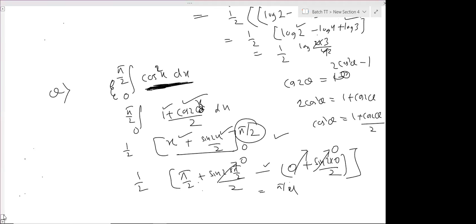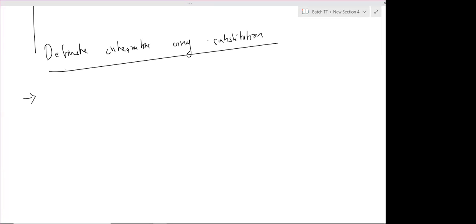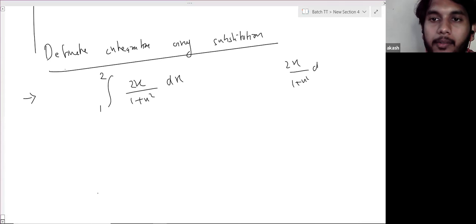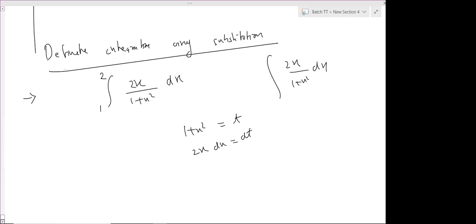All right, so the next topic is definite integration using substitution. So if you have a question, integral from 1 to 2 of 2x upon 1 plus x squared dx. If they give you this question without the limits, integration of 2x upon 1 plus x squared dx, we are going to use substitution. So in this integration also, we are going to use substitution. So what we'll do, 1 plus x squared is t. So 2x dx is dt. Right, everyone? Yes, sir.